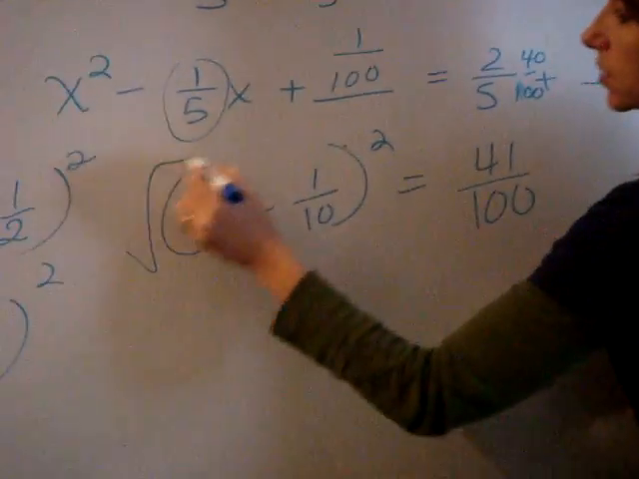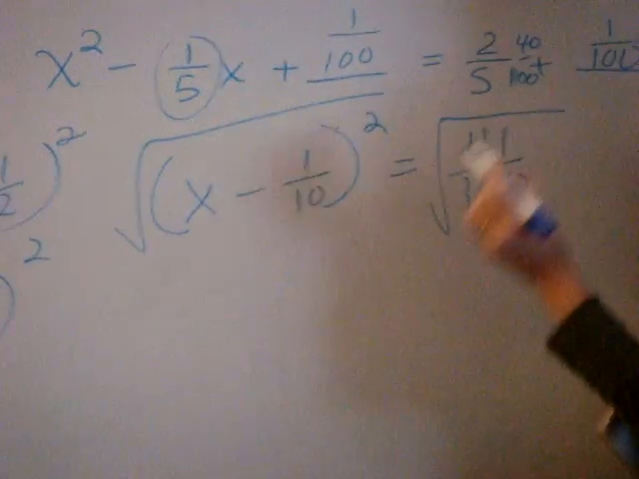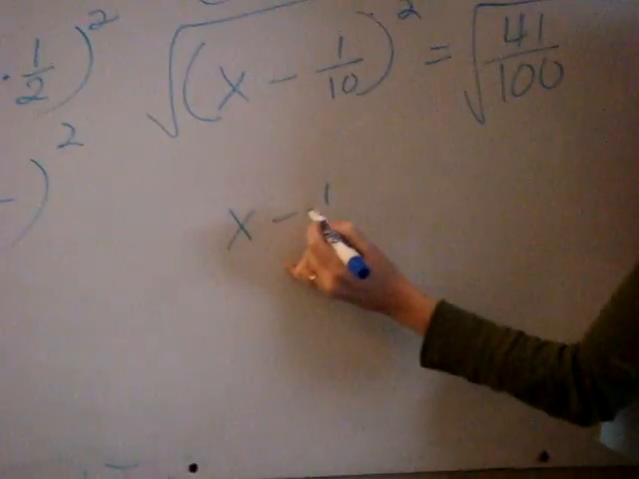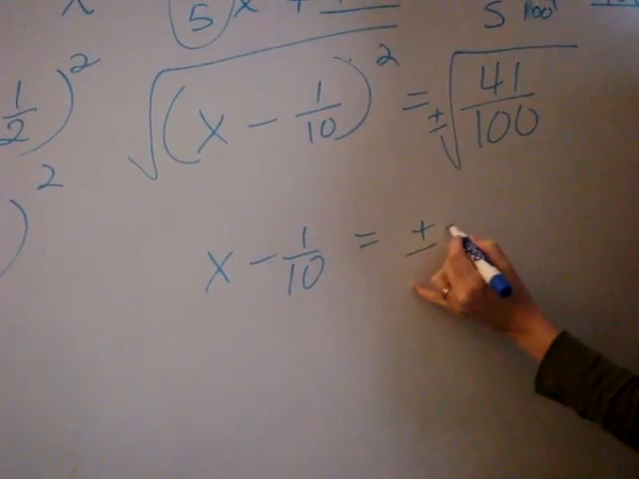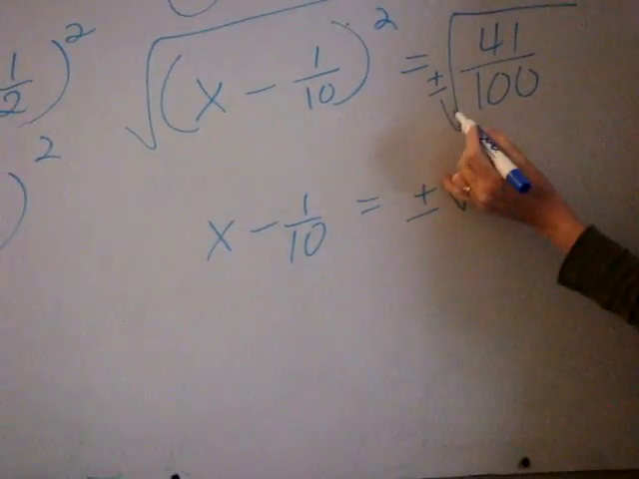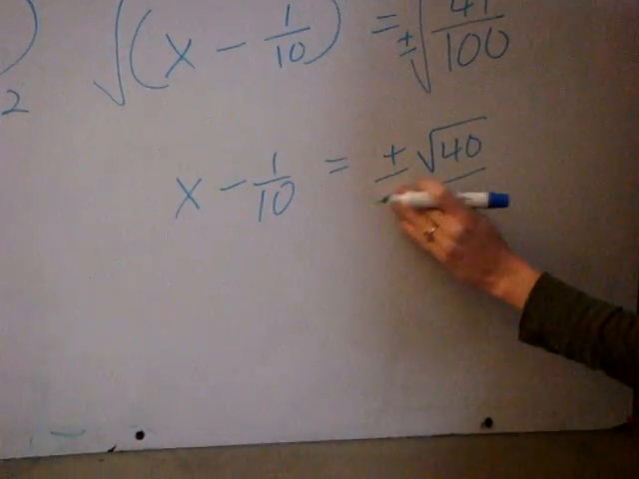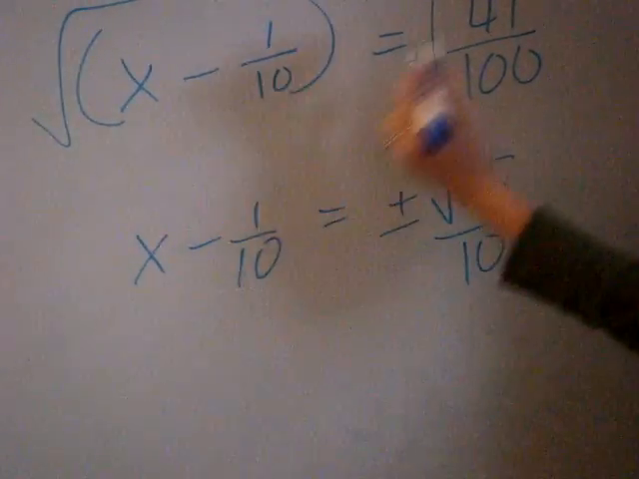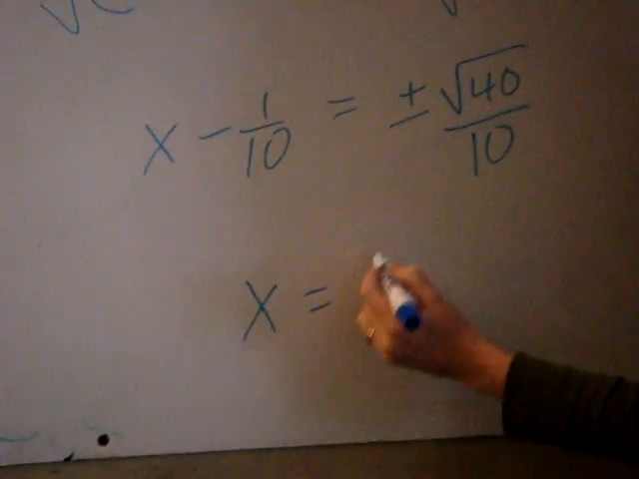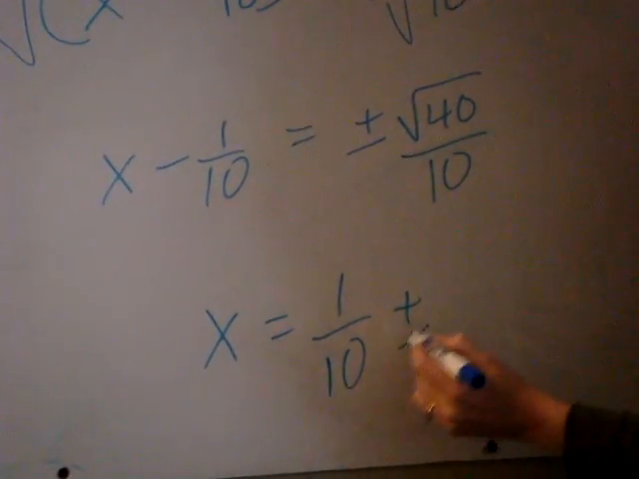Take the square root of both sides. I'll just put this step in this time. And we get x minus 1/10 equals plus or minus the square root of 41. And remember, the square root of 100 is just 10. So I'm just going to put this over 10. Add 1/10 to both sides, so we get x equals 1/10 plus or minus.